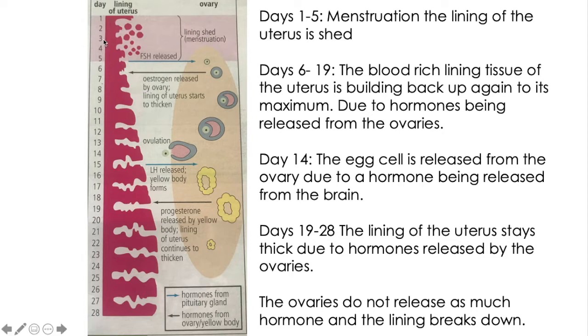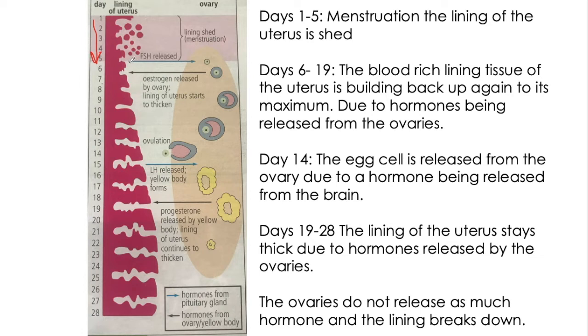Between days 1 to 5, the lining is actually being shed. Okay, so during this period, this is when menstruation is happening, and this is what you might have heard of, the term when the female is on their period. Okay, so that's what we say, it's the period of time which they're menstruating for.